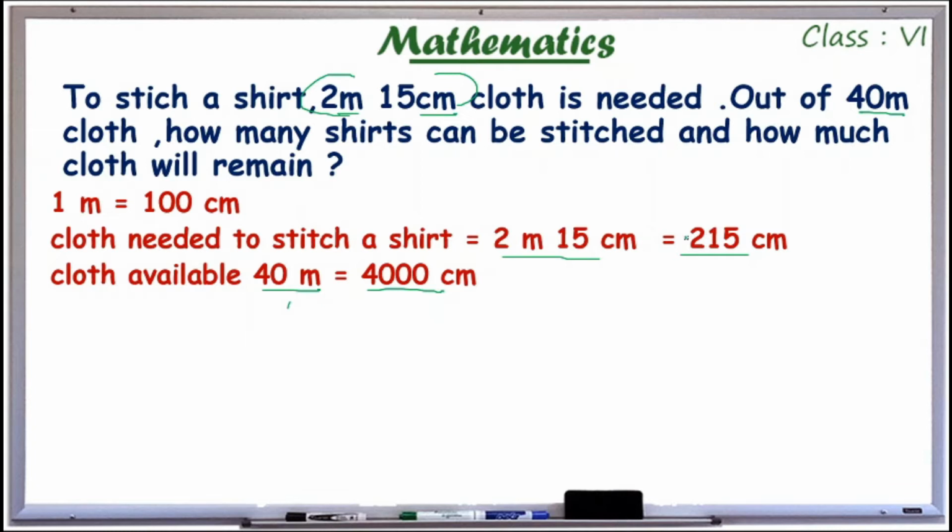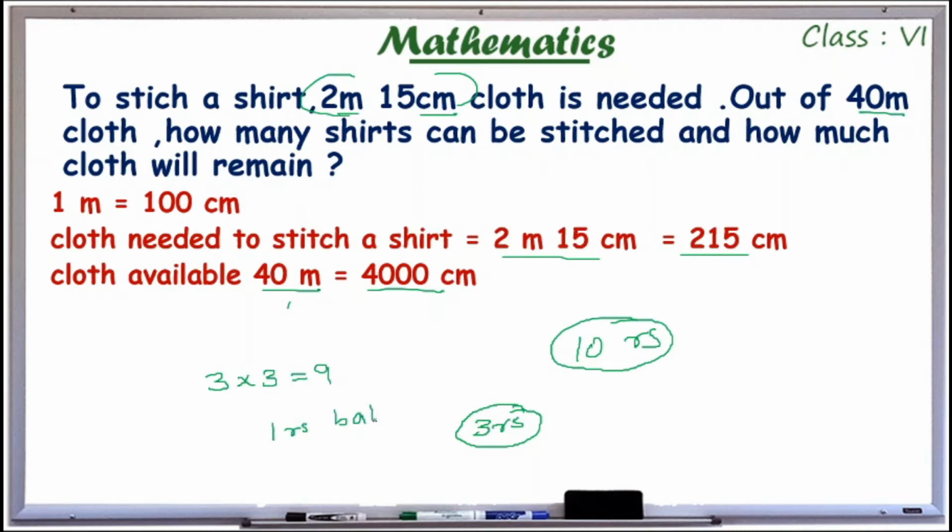Now we have 4000 centimeter in total, and for one shirt we need 215 centimeter. Then how many shirts can we stitch? We have to divide. For a simple example, we have 10 rupees in hand, and I have to buy chocolates of 3 rupees each. How many chocolates can I buy? I can buy 3 chocolates, right? 3 into 3 is equal to 9, and I will get 1 rupee remaining, 1 rupee balance.